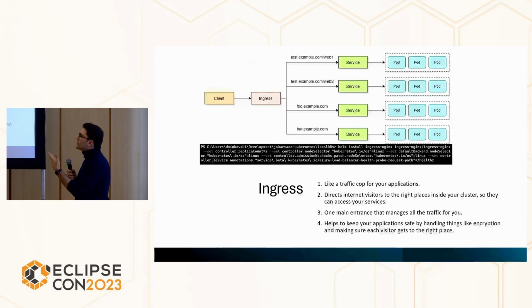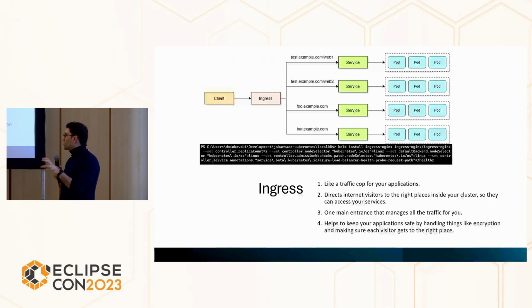Well, it's basically a traffic hop for your applications. You see, when you have multiple applications and you have different places inside your cluster, you want to make sure that the users can access your services. And for that, you need an ingress to expose it to the internet, which is basically one main entrance, and it manages all that traffic for you. So as you can see, different domains, different services, and that's how you get them to the pods.